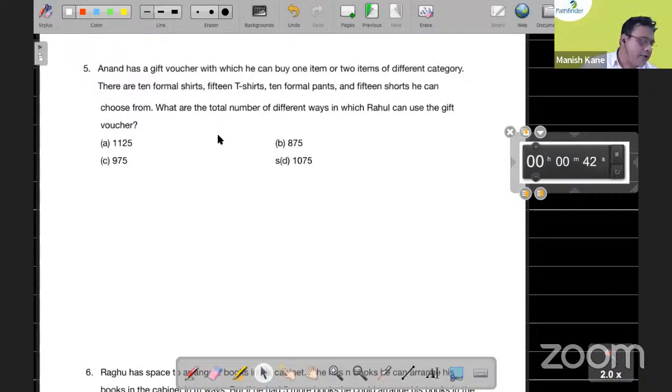Subodh, I guess that answer is right. Very good. Now, this question is actually based only on the fundamental principle of counting. It doesn't even require any knowledge of permutation or even combination.